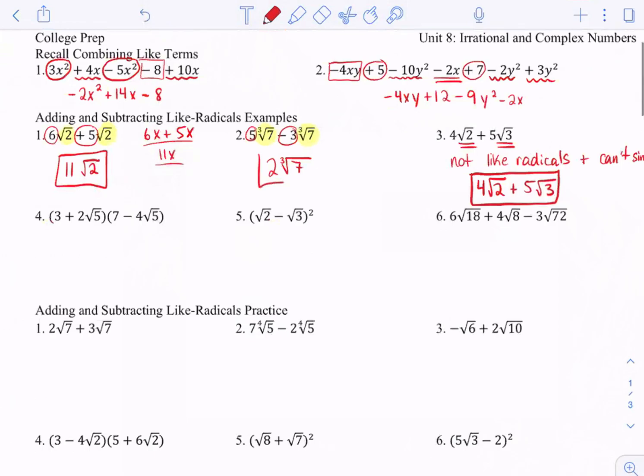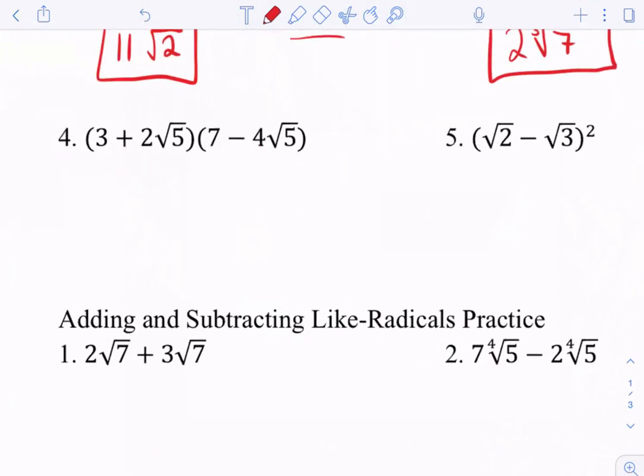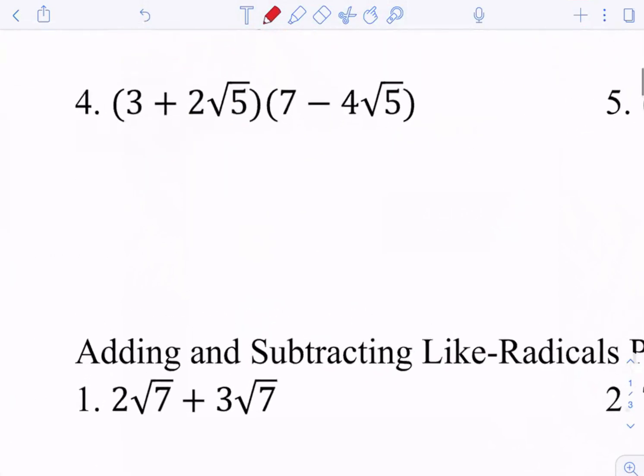Oh, I like to box my answers. All right, let's take a look at number 4. If you could recognize here, we have parentheses. We have a binomial and a binomial being multiplied. So we have to do distribution.